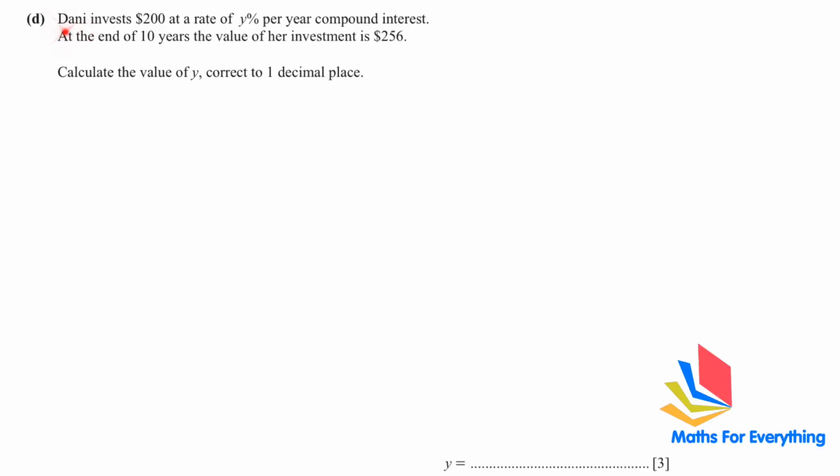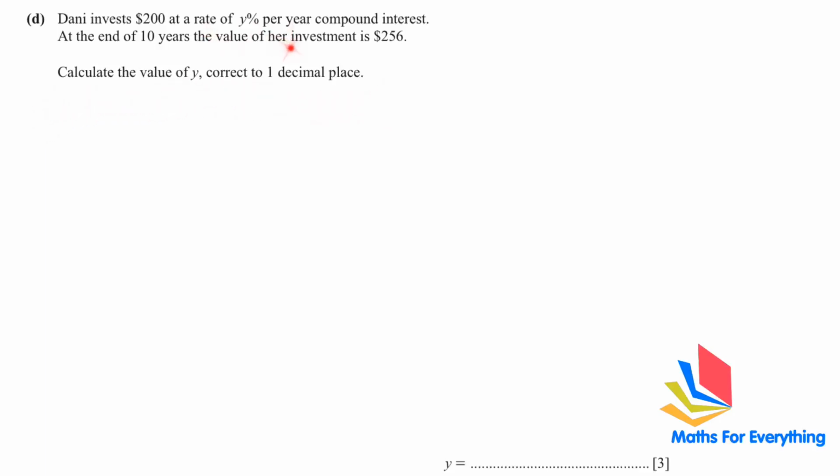Part D. Dani invests $200 at a rate of Y percentage per year compound interest. At the end of 10 years, the value of her investment is $256. Calculate the value of Y correct to one decimal place.